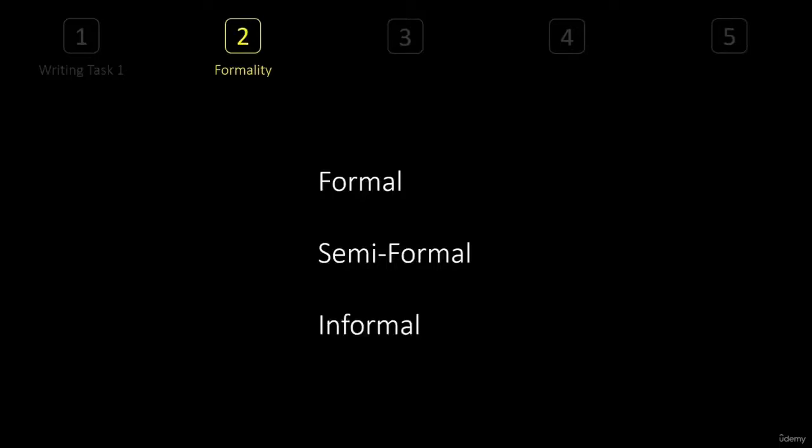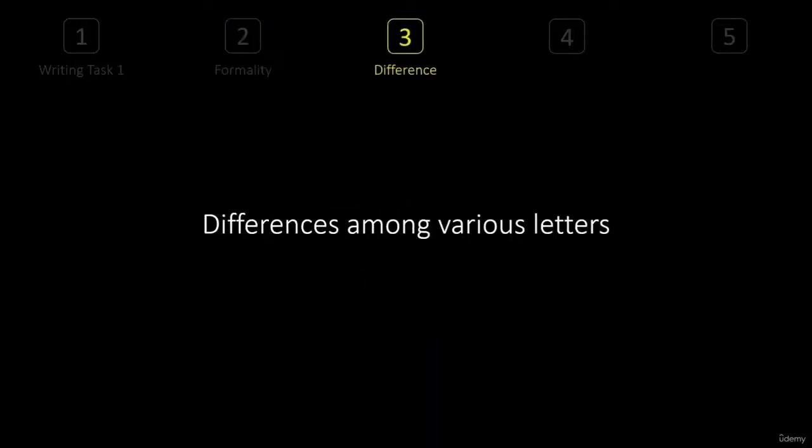And the last one is informal. That means the people who are your friends, very close, your family, neighbors, anyone who is close to you, who knows you personally, is called an informal letter. Why do we have to understand these 3? The reason is our letters and the structure will change based on the letter types, based on formality. Let's see what I mean by that.